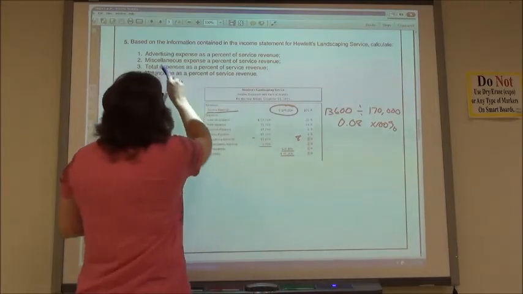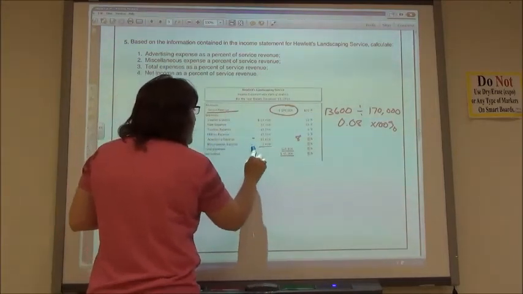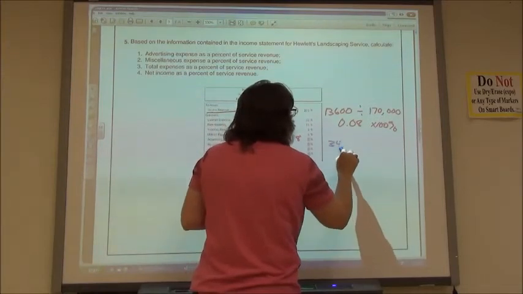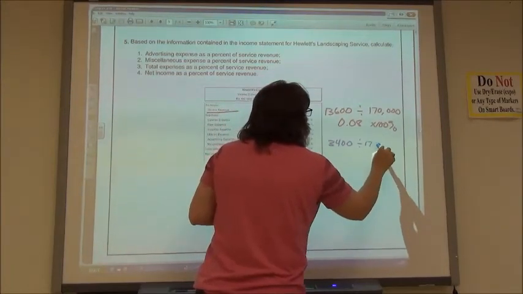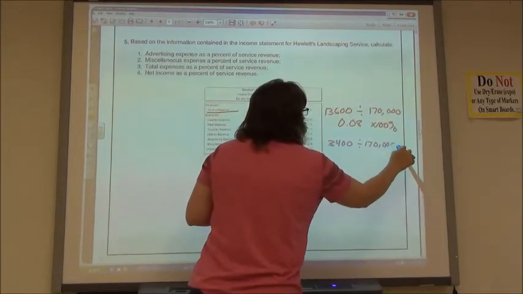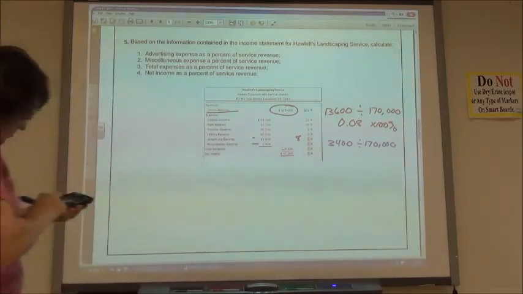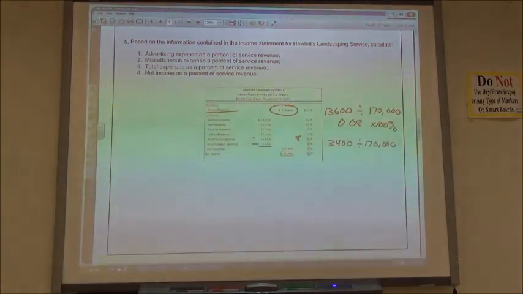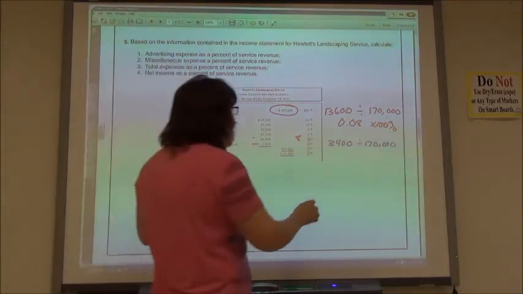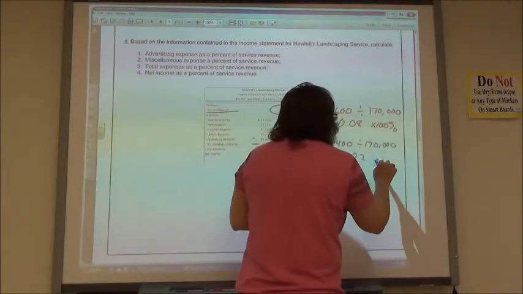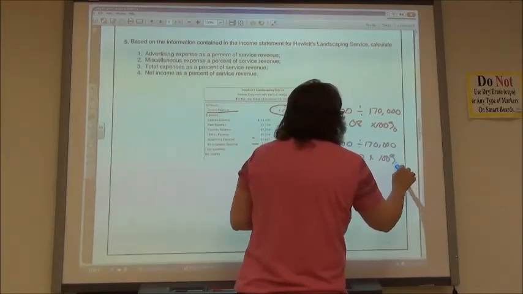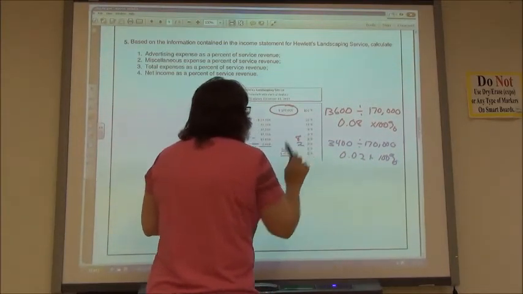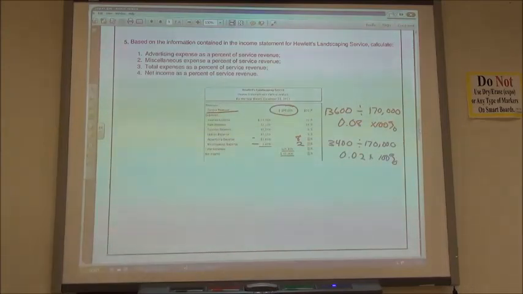Then we're going to do the miscellaneous. The miscellaneous is 3,400 divided by my 170,000. So 3,400 divided by 170,000 gives me 0.02. Times that by 100 to change it to a percent. 2%, right? 3,400 wasn't very much of my total. 2%.